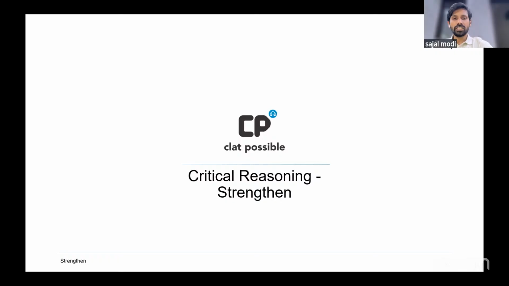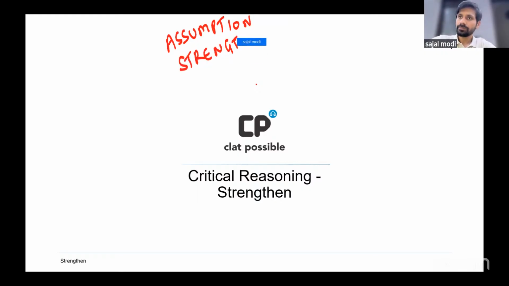Out of the three topics, as I had said earlier in the previous session, the assumption family, right? So part of the assumption family is assumption itself, then strengthen, and then weaken, right? So out of the three topics, strengthen happens to be the easiest one, right? So getting right into the topic now, strengthen.